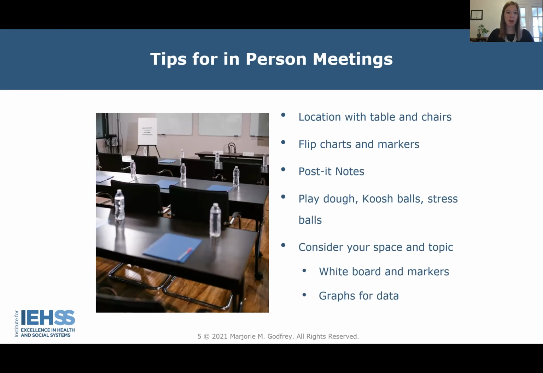So, a few tips for having meetings in person. Make sure you have a location with enough tables and chairs for everybody. Nothing's worse than you get to a meeting and you're short a few chairs, right? Make sure you have flip charts and markers, somewhere that you can write things down and everyone can see that. Post-it notes are really helpful. A lot of times people can jot down their ideas, or you can do voting or all sorts of things with Post-it notes. They can be very useful.